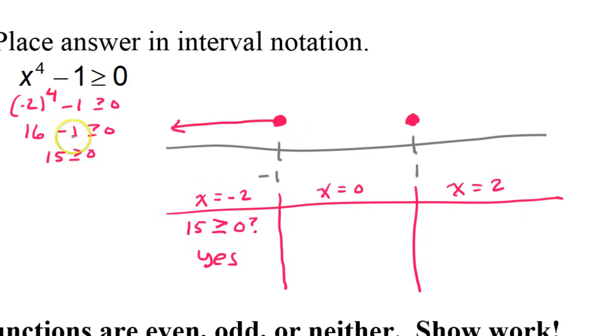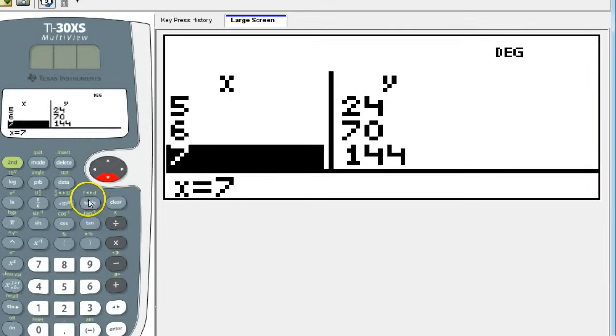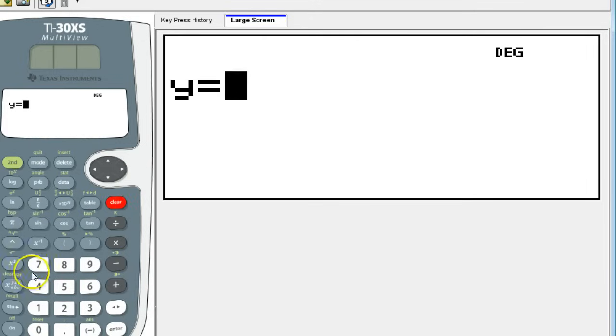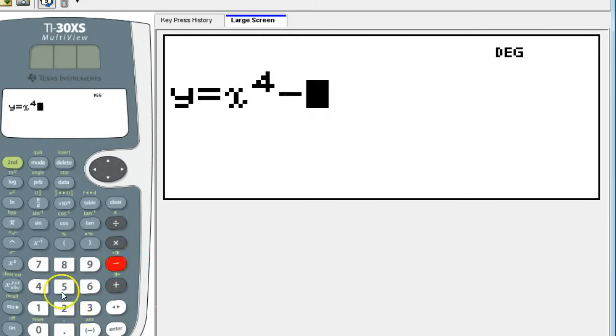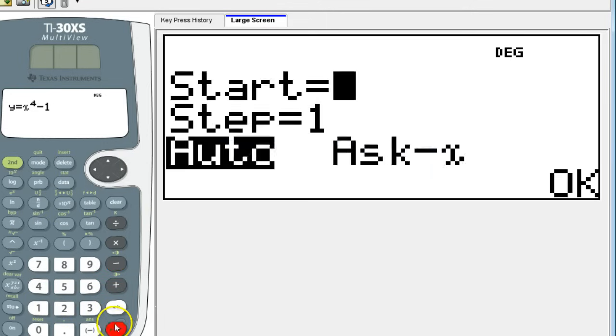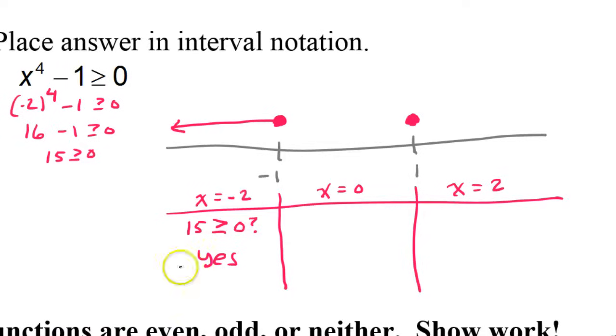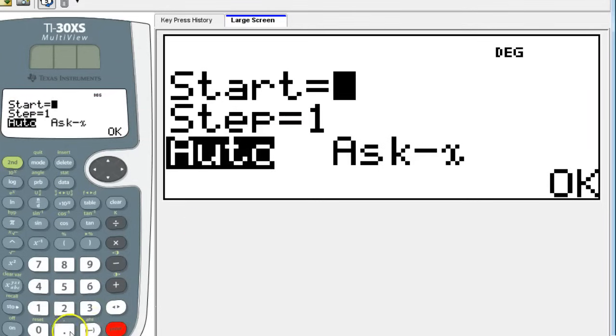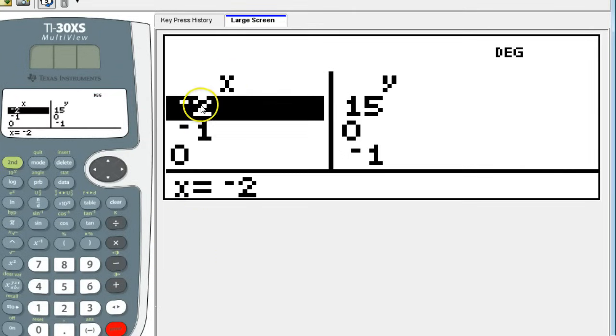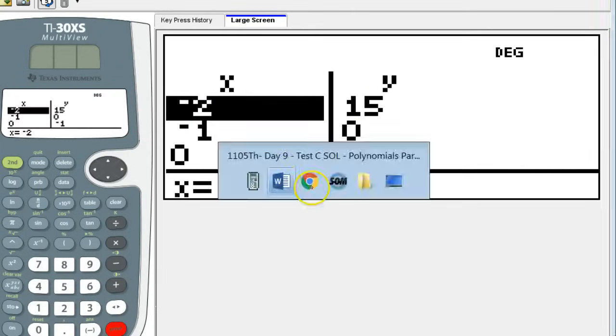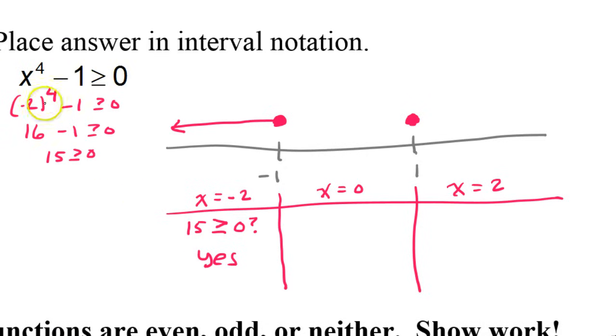Now if you found that math hard at all, again, I could use the table feature of my calculator and type in x to the 4th power minus 1. And if I want to see what's happening at -2, I can just start at -2. And at -2, I have 15, which is the same thing as I got when I plugged it in by hand.